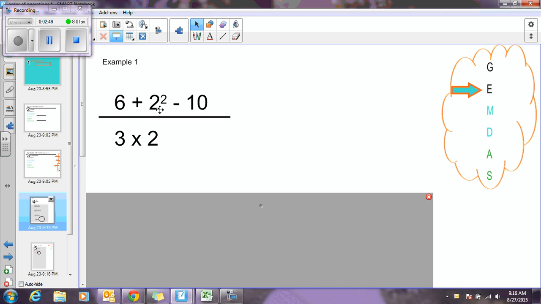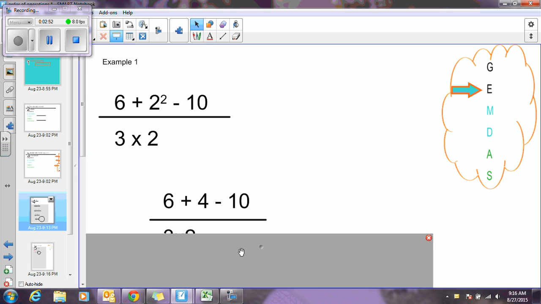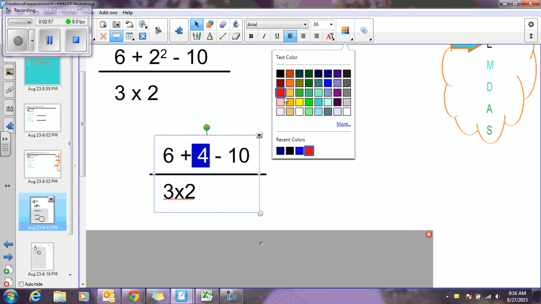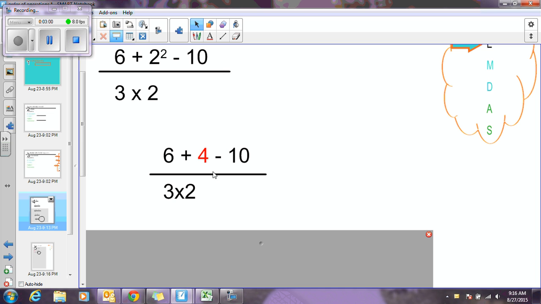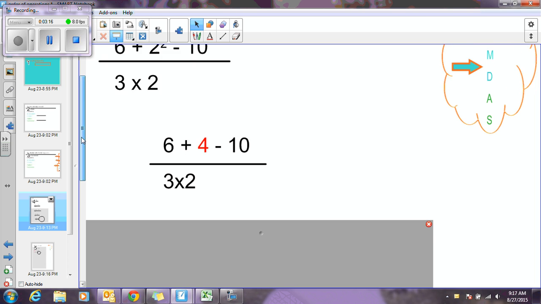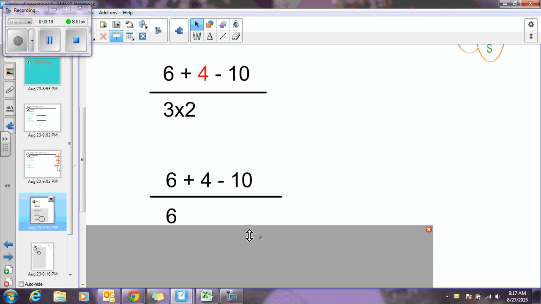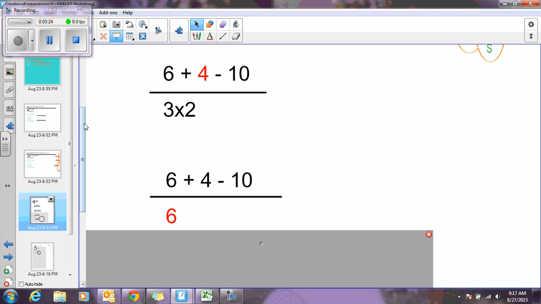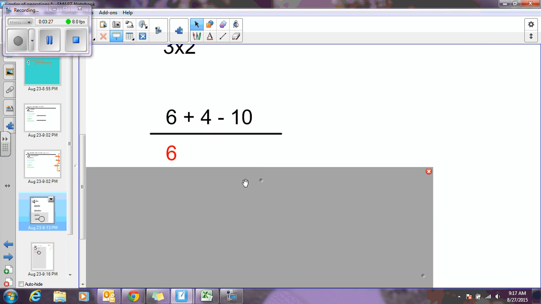Are there any exponents in this problem? Yep, right there. So we take care of 2 squared, and that's what gives us a 4. 2 squared is like saying 2 times 2, but you can plug that in your calculator. So now that we have exponents, and they're taken care of and there's nothing else there, we're going to move on to multiplication and division. So I'm looking at the top of the fraction bar and I don't see any multiplication, but on the bottom there's 3 times 2. So we have to take care of 3 times 2, and you can see in red that 3 times 2 is 6. So we're starting to get closer to our answer.